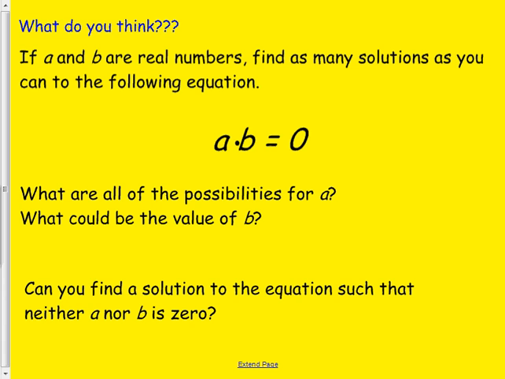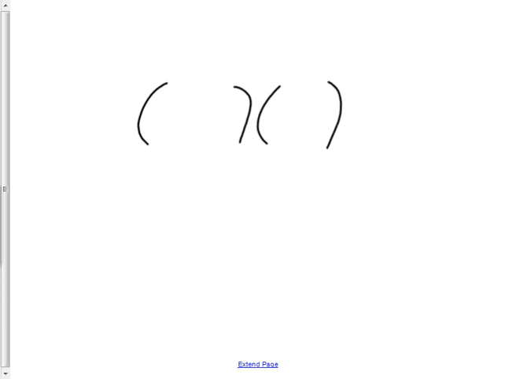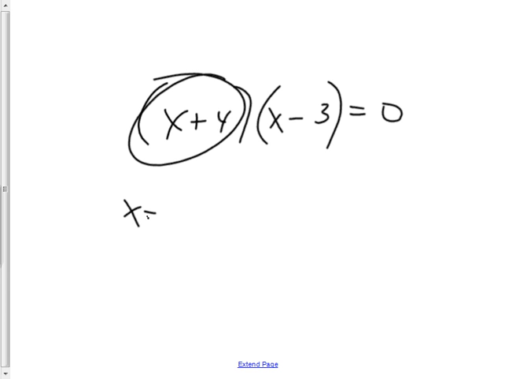And do you remember that the setup we have is usually like this? x plus 4 and x minus 3 equals 0, for example. And we just say either this has to be 0, which would be x equals negative 4, or this has to be 0, which would be x equals 3. Those two answers are our solutions. That's the zero product property.